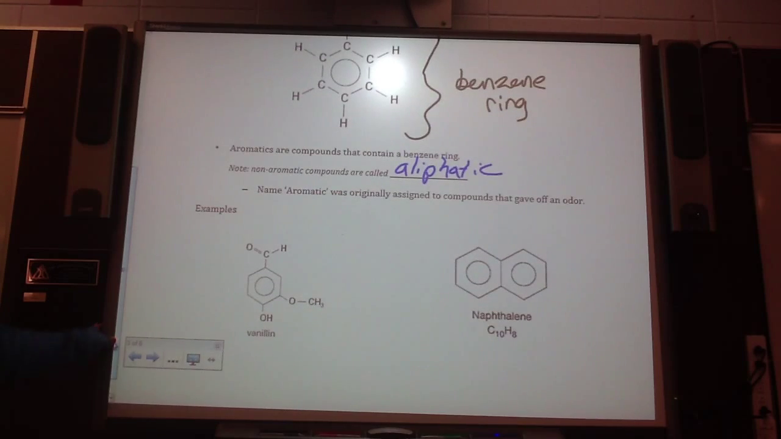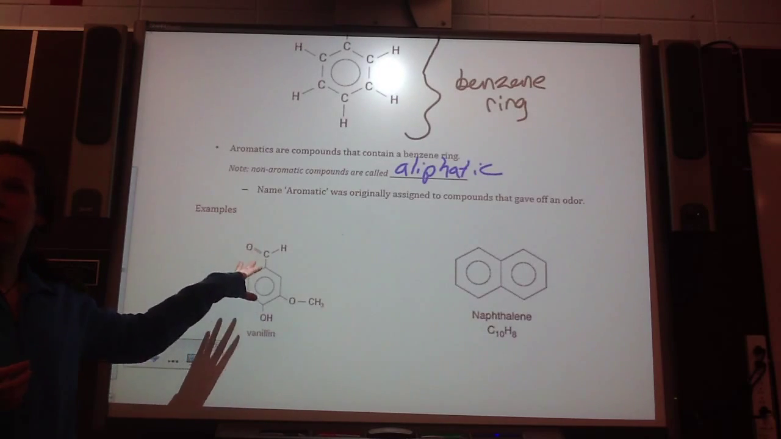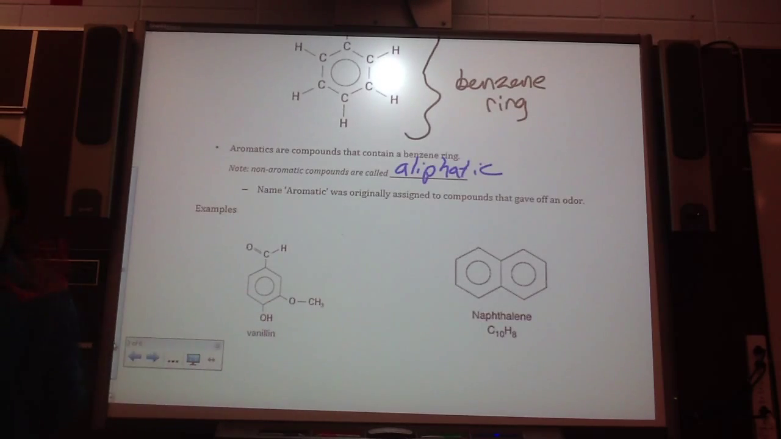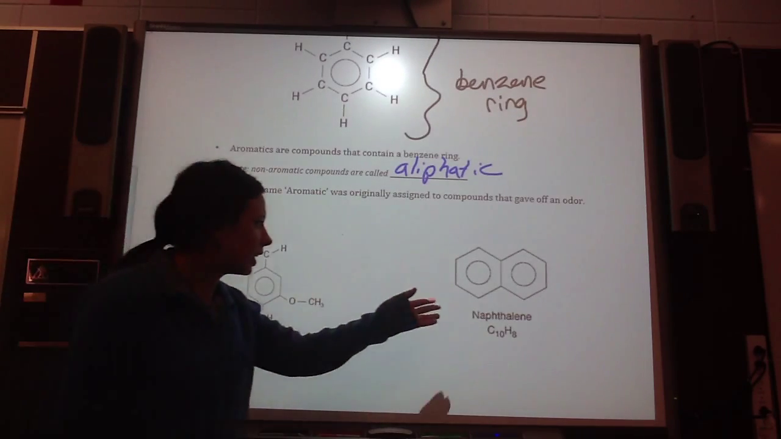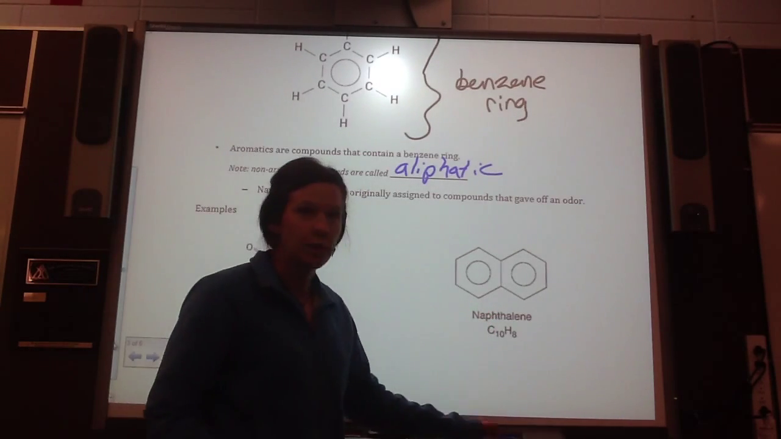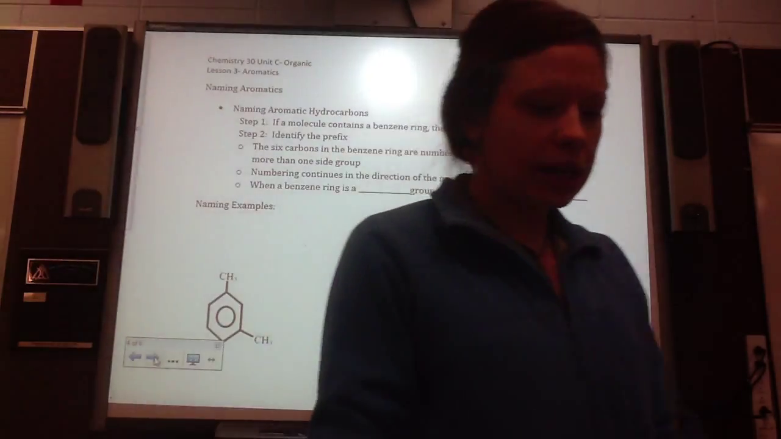Now, the name aromatic was originally assigned to these compounds because the ones they discovered have a strong smell. Aromatherapy, aromatic, right? That's what we think of as strong smelling things. Things like pure vanilla or vanillin, right? Vanillin is a compound that makes vanilla. It has a good smell, right? Naphthalene, okay? This is what mothballs are made out of. So how do we name these things?